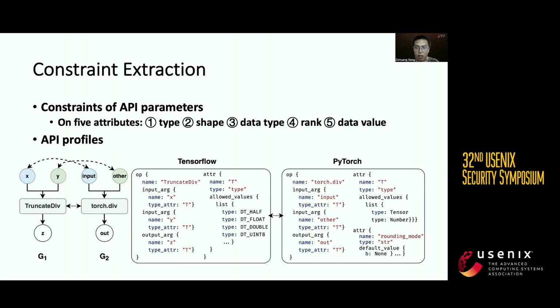Next, we extract and analyze the parameter constraints of the API in order to generate more efficient test cases later. We consider a total of 5 attributes. For a pair of counterpart APIs, we can find structured API profiles in their code repository. And by parsing these API profiles, we can obtain most of the simple parameter constraints, including the type and data type of each parameter. As shown on the right side of the figure, the API profiles of the truncate_div and torch.div APIs are described in their respective frameworks.